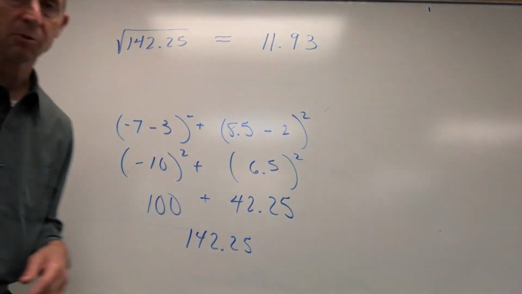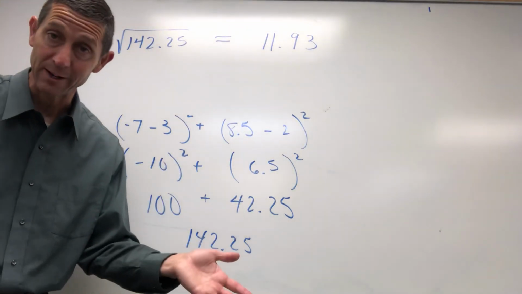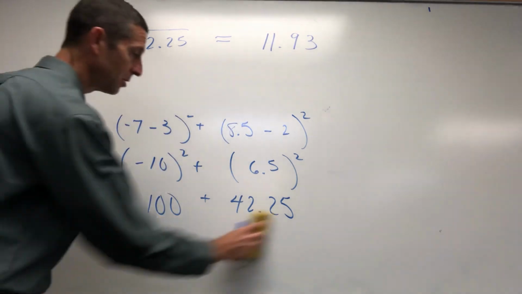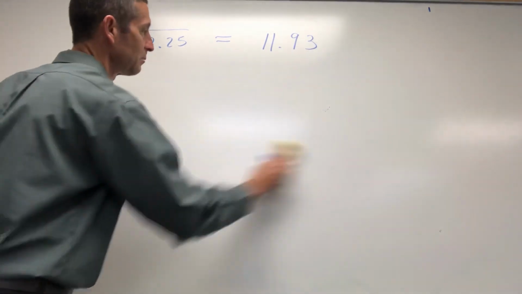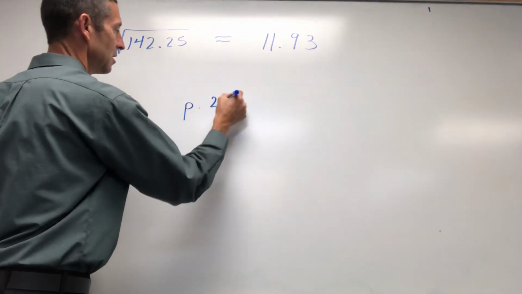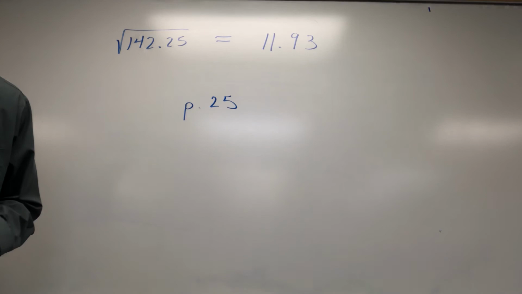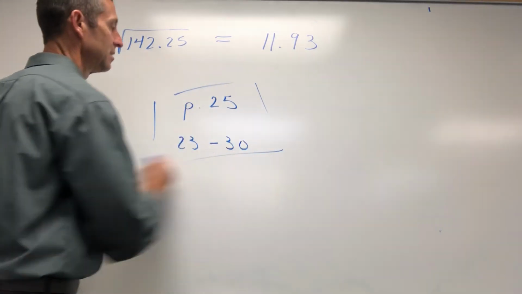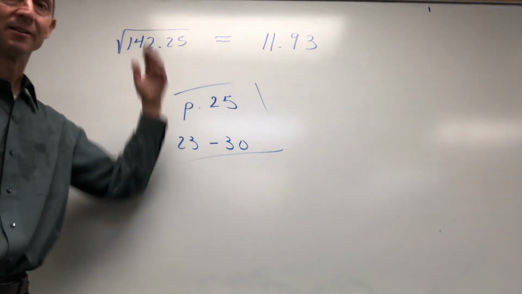So when you're doing these problems today, sometimes they work out nice and neat. Sometimes they give you a decimal. But that should help you on the distance formula problems on this assignment. So I think that goes with page 25. What is that? 23 through 30. So when you go to take these distance formula problems down, this should help you out.